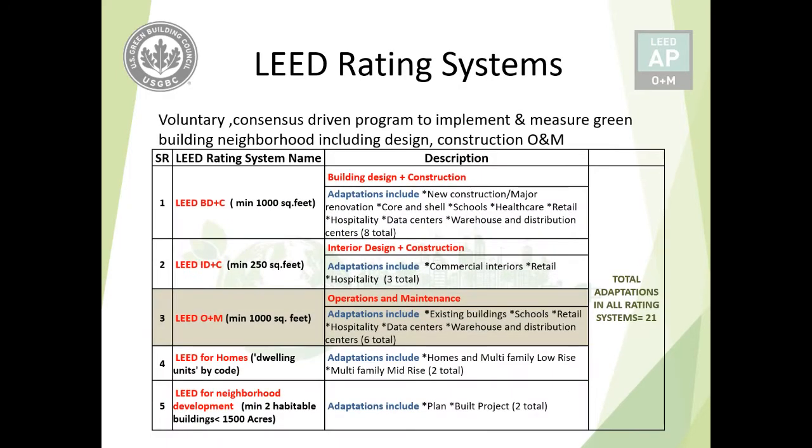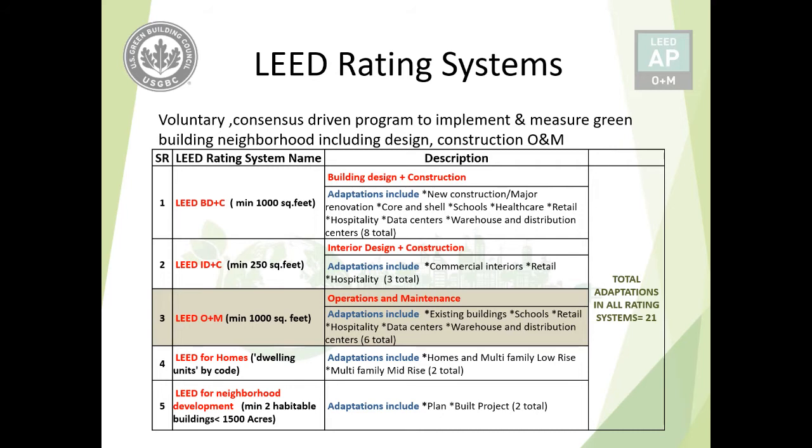So we know about the rating systems. We have a voluntary, consensus-driven program to implement and measure green building, including design, construction, operations, and maintenance. We have five rating systems: BD+C, ID+C, that is Interior Design and Construction, O+M, Operations and Maintenance, LEED for Homes, which is different, and then LEED for Neighborhood Development.